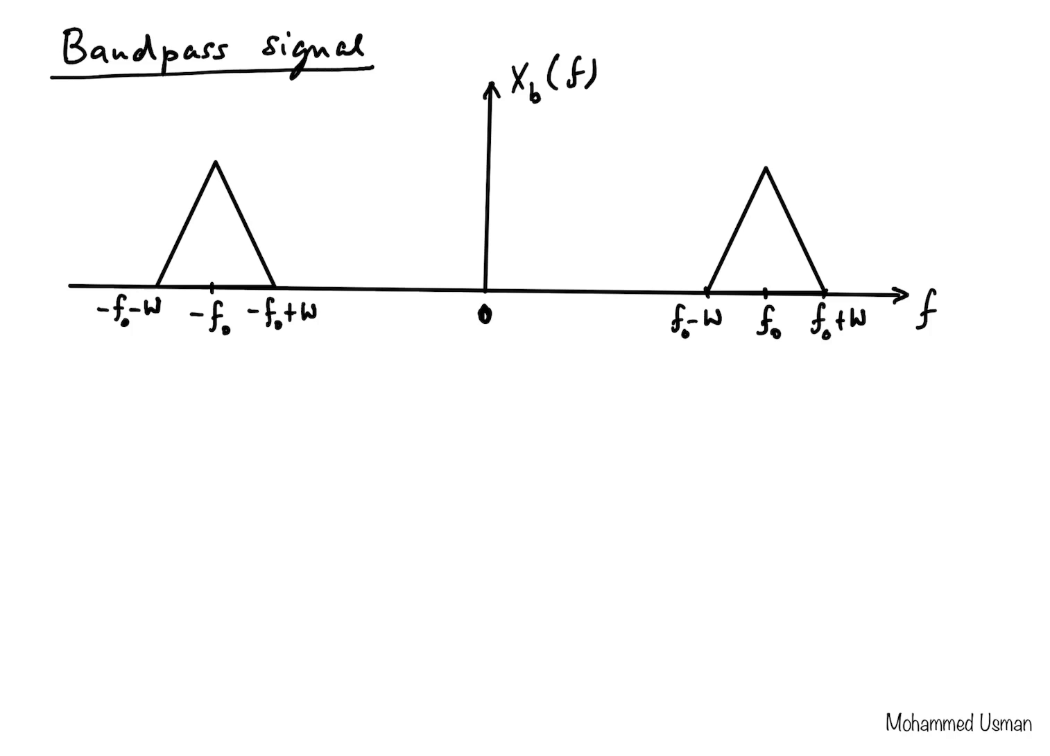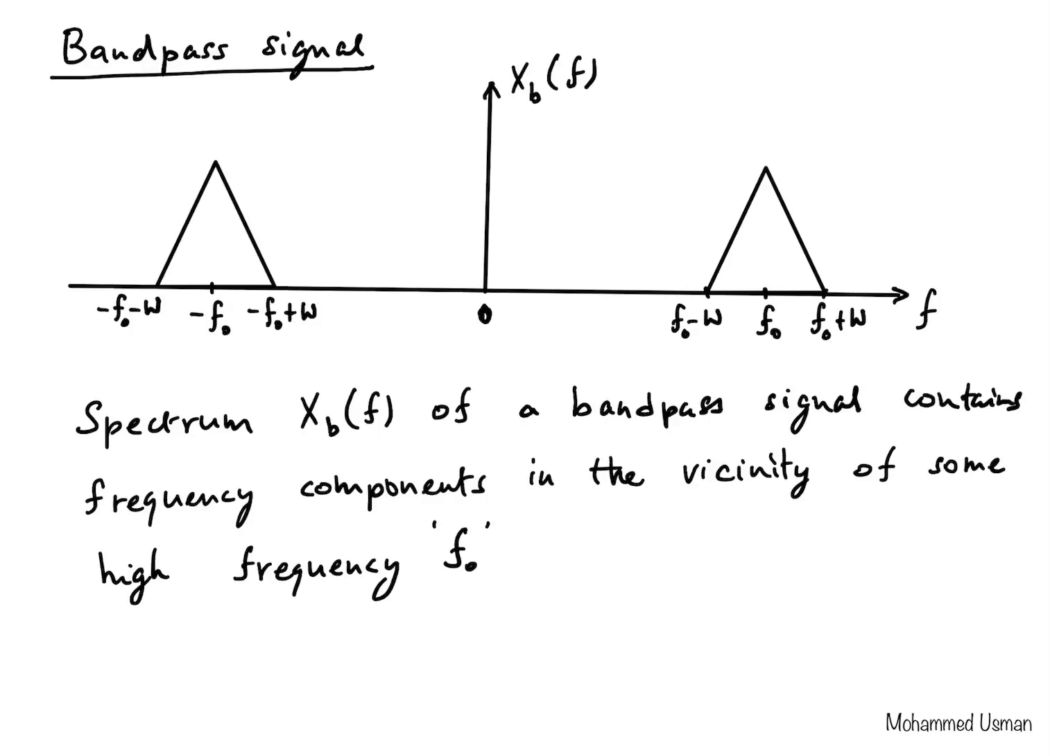So the definition for a band pass signal is that the spectrum of the band pass signal, which we denote as XB of F, contains frequency components which are in the vicinity of some high frequency F0. So as we said, a band pass signal is a signal whose spectrum contains frequency components which are in the vicinity of some high frequency F0. Okay, now this frequency F0 is usually referred to as the central frequency.